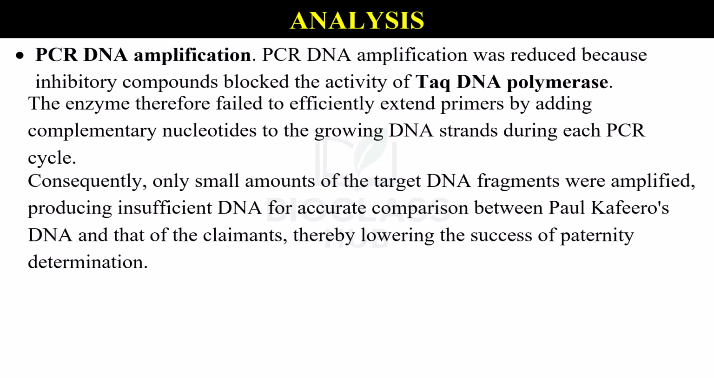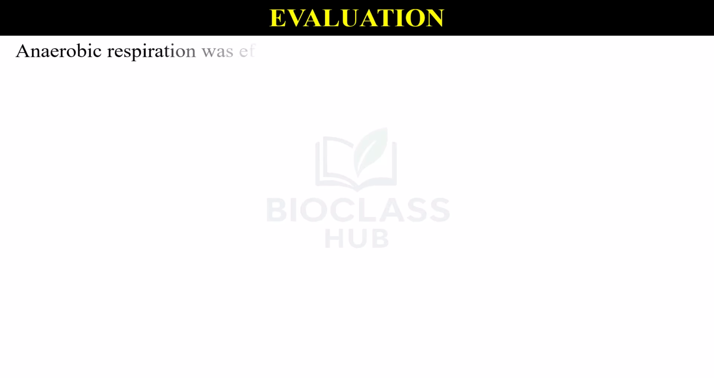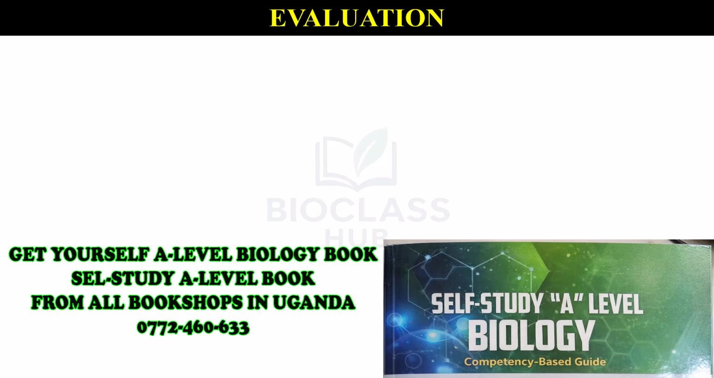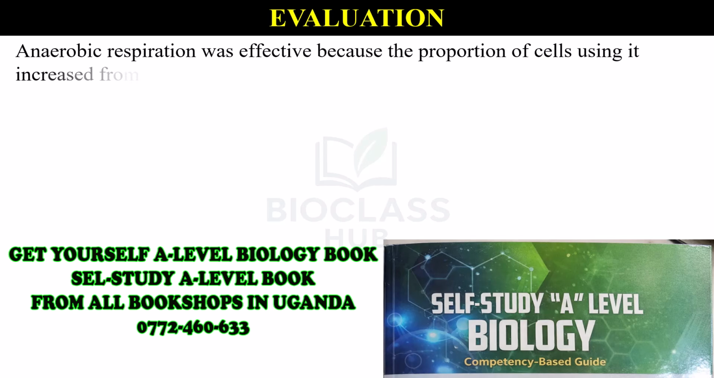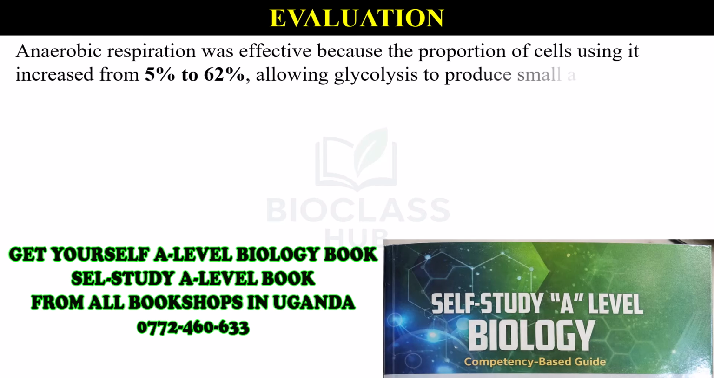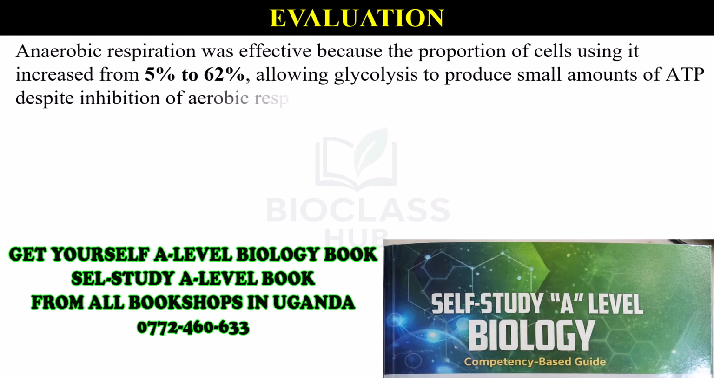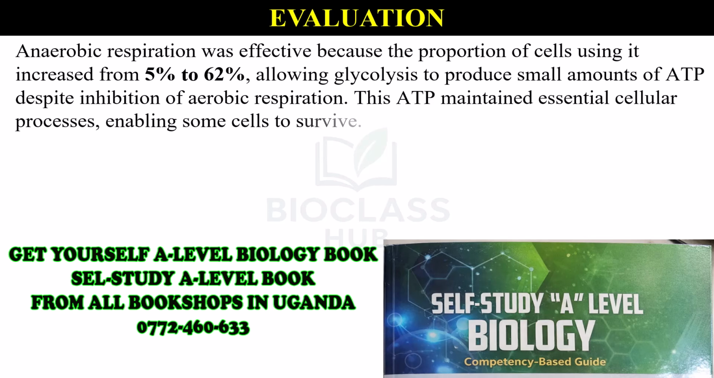Evaluation. As usual, mechanism and effectiveness, limitations, and explained recommendation. Anaerobic respiration was effective because the proportion of cells using it increased from 5 to 62%, allowing glycolysis to produce small amounts of ATP despite inhibition of aerobic respiration. This ATP maintained essential cellular processes, enabling some cells to survive.